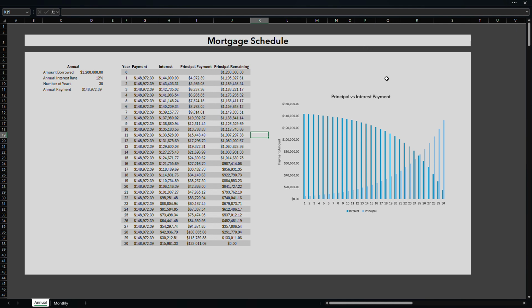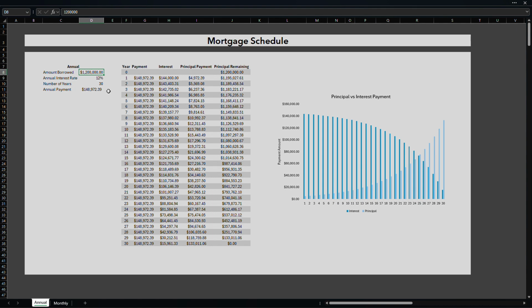All right, so today we're going to be looking at a mortgage schedule, also known as an amortization table, sometimes used for bonds, leases, mortgages, anything like that. But today we're going to be focusing on the mortgage aspect of it. And to start, let's look at our input section over here.